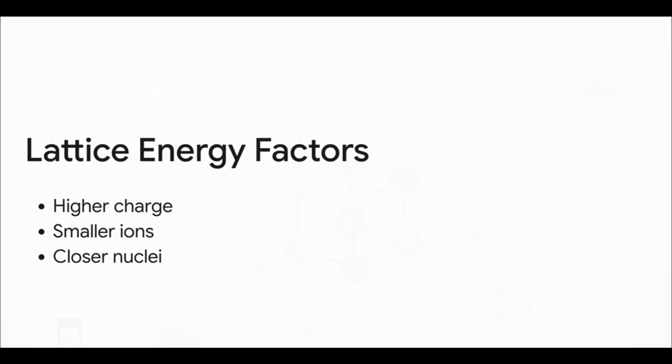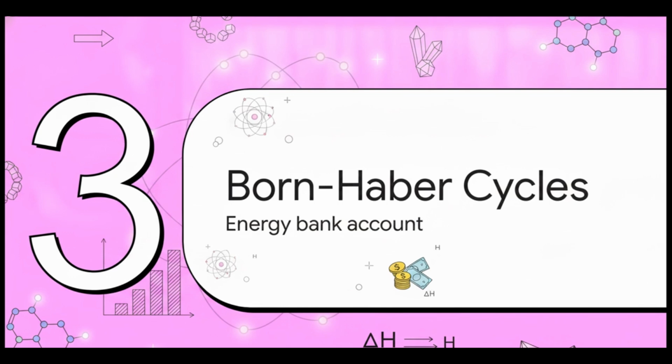Think about it. If you have a smaller ion, like lithium compared to sodium, the nuclei of the bonding atoms are physically capable of sitting much closer together. Less distance means stronger electrostatic attraction, and that translates directly to a more negative, larger lattice energy. High charges plus small ions, you're going to get massive lattice energies. But here's the catch. We actually can't measure this lattice energy directly in a lab. So how do we figure out these numbers?